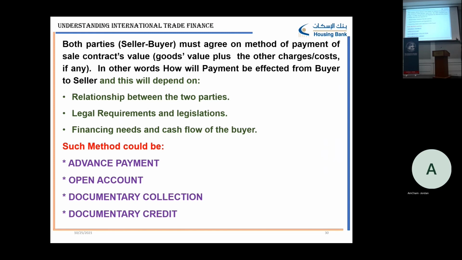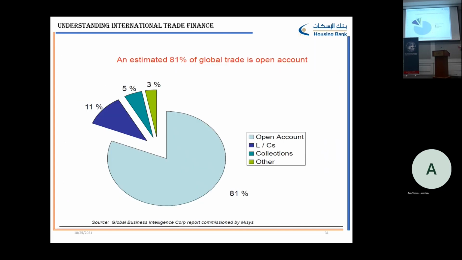The 4 methods in international trade for payment are the advance payment, the open account, the documentary collection, and the documentary credit.